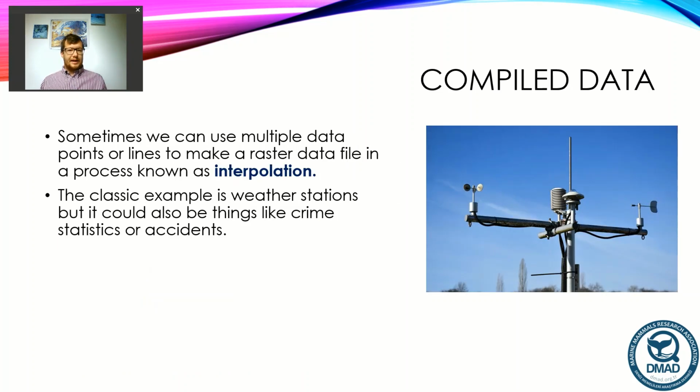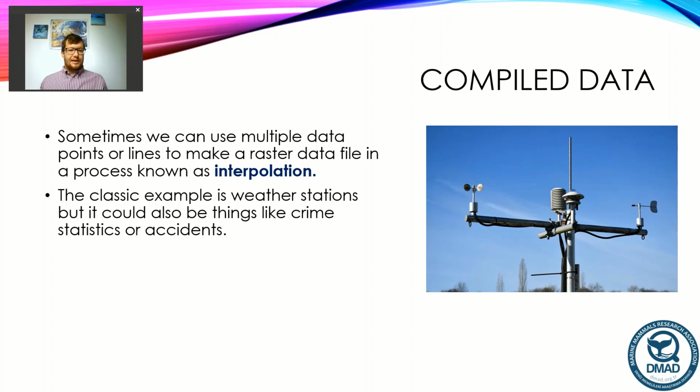Compiled data, on the other hand, is data when we get it from multiple data points, and we use these points, or very occasionally lines, to make a raster data file in a process known as interpolation. So the classic example are weather stations. I already talked to you, if we've got lots of different weather stations, then we can begin to predict rainfall, and we can begin to predict wind and things between these weather stations.